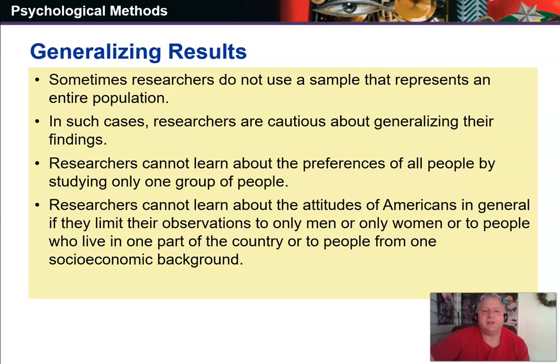Researchers cannot learn about the preferences of all people by studying only one group of people. Researchers cannot learn about the attitudes of Americans in general if they limit their observations to only men or only women, or to people who live in one part of the country, or to people from one socioeconomic background.